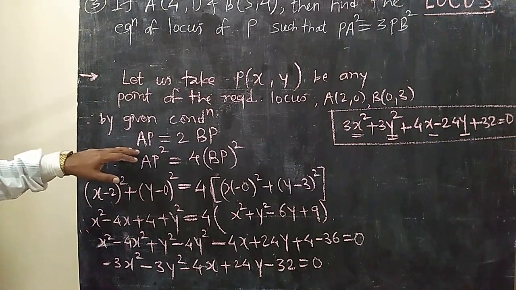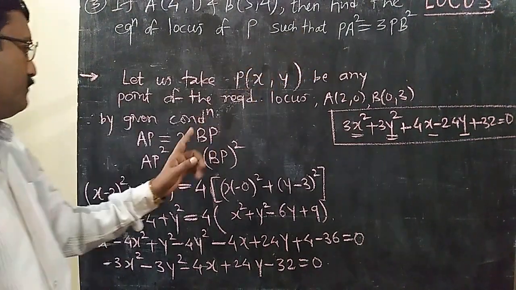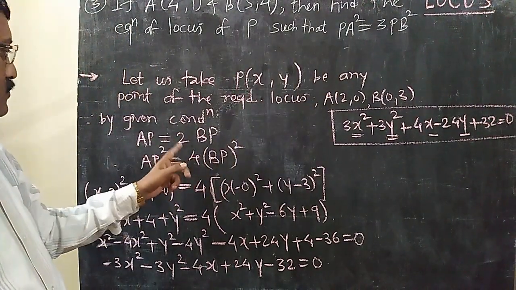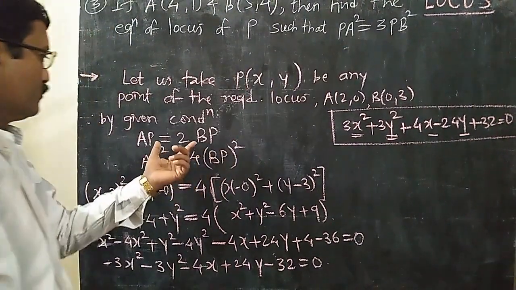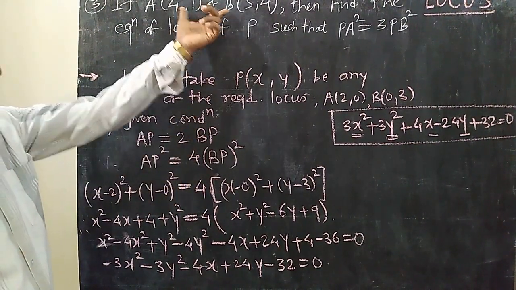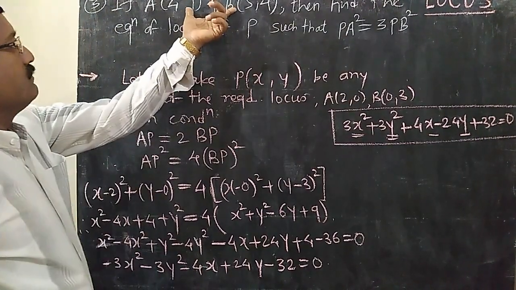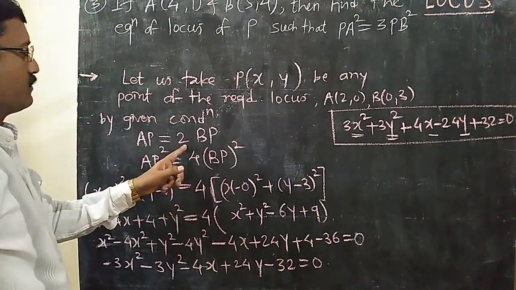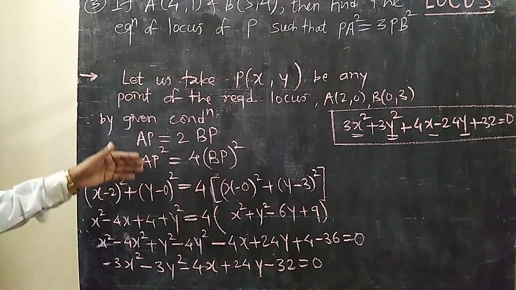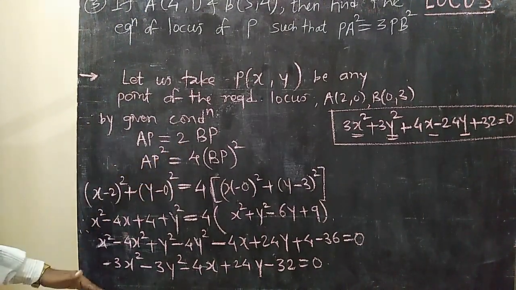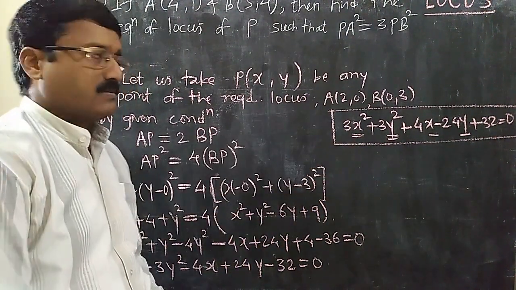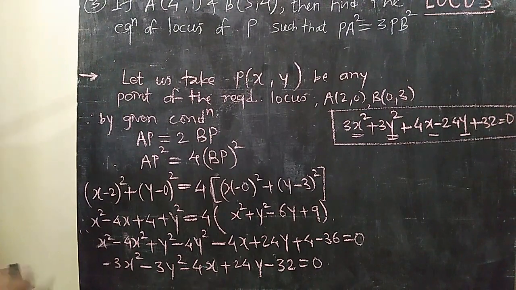I think this example is very much similar to the previous one. The only difference is that the constant 2 is changed to the constant 3. Two different points are taken here instead of A and B. These two A and B are given, and instead of 2, here 3 is used. So we get a similar condition, and using the same method of simplification we will get the equation of locus like this. Okay, so this will be the third example.